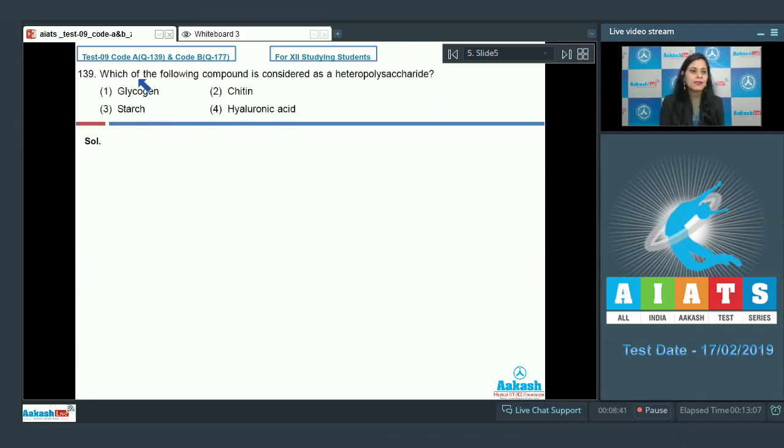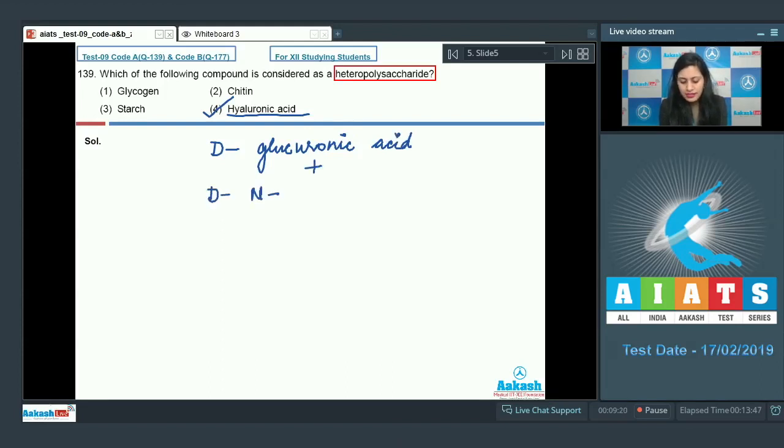Question number 139. Which of the following compounds is considered a heteropolysaccharide? The options are glycogen, chitin, starch, and hyaluronic acid. The correct answer is option number 4, hyaluronic acid. Hyaluronic acid is a heteropolysaccharide which is composed of D-glucuronic acid and D-N-acetyl glucosamine.